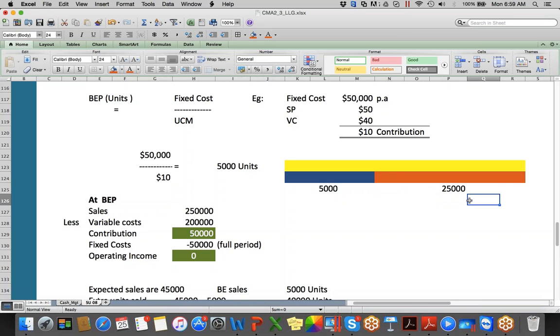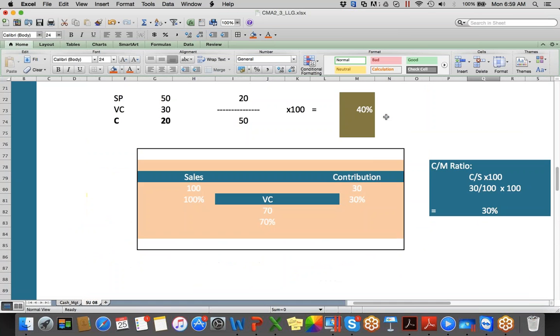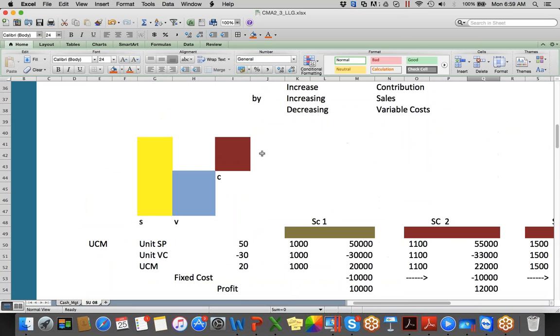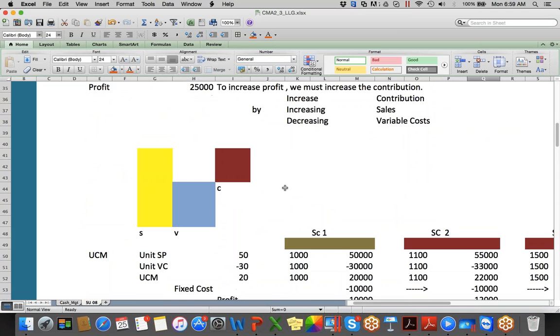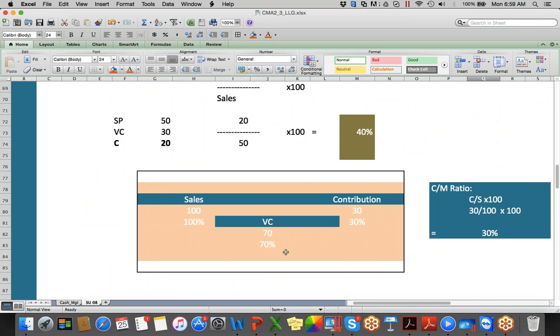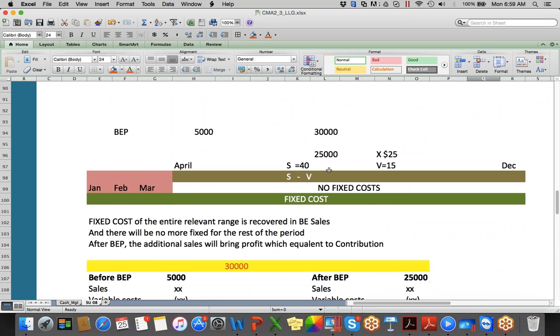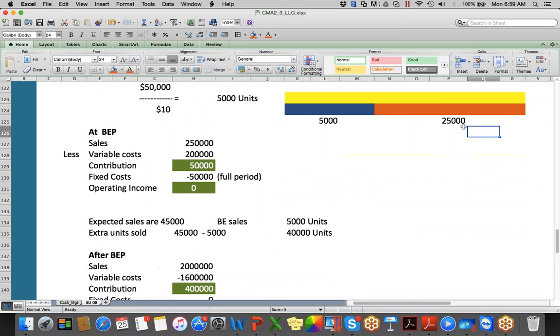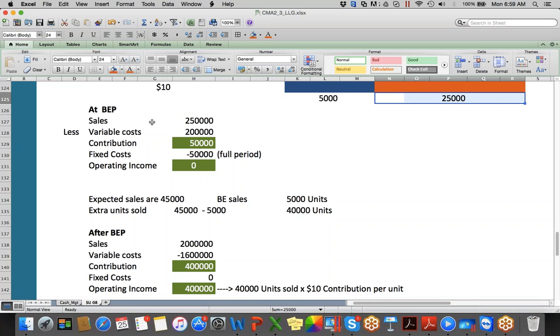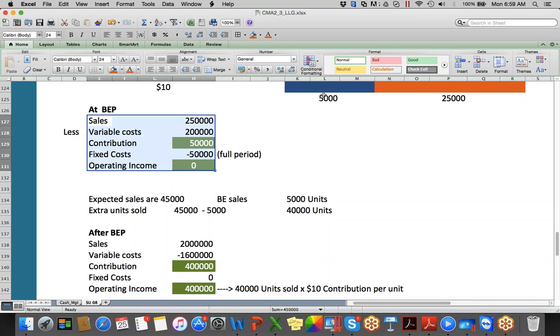Every additional unit you sell, as I discussed here, it will give you profit. Now this is a profit area. So we are selling how much? So 250,000, variable cost is 200,000, and profit, or contribution, is 50,000, and the fixed cost for the full period is 50,000. No profit, no loss, this area.